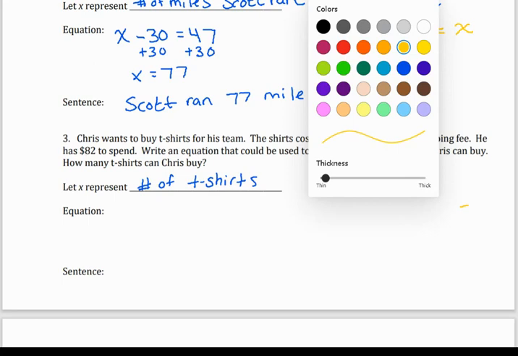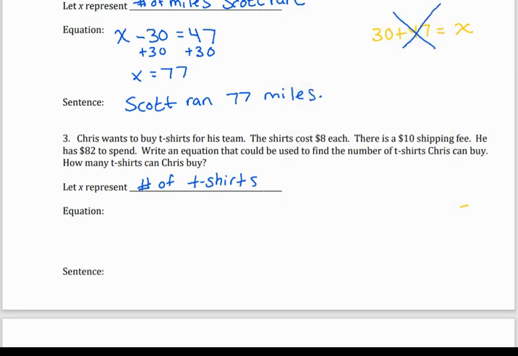X over 8 plus 9 equals 80. Much closer. But she is saying X over, but we don't want to divide. X times, because each t-shirt costs $8. So exactly, we're going to do 8 times X. That tells me the cost of t-shirts, but what else do I have to pay for? Right, that $10 shipping fee. So plus 10, and that'll tell me my total cost, which is $82.